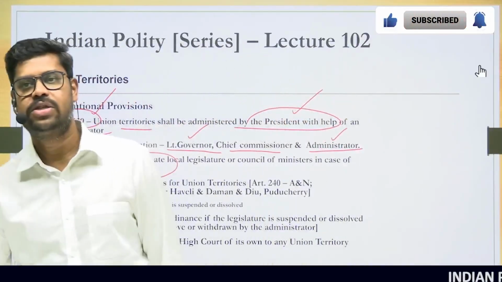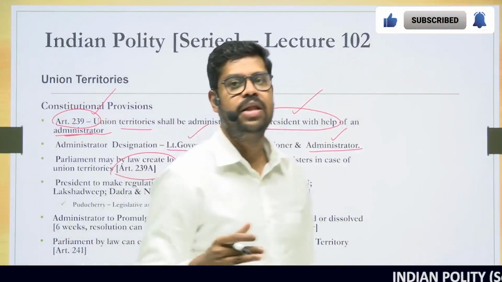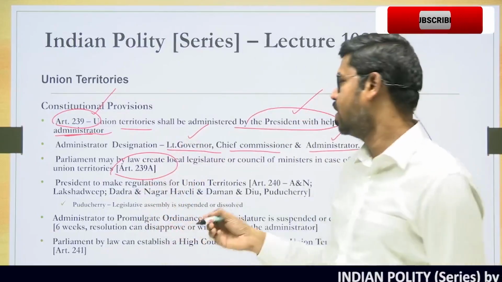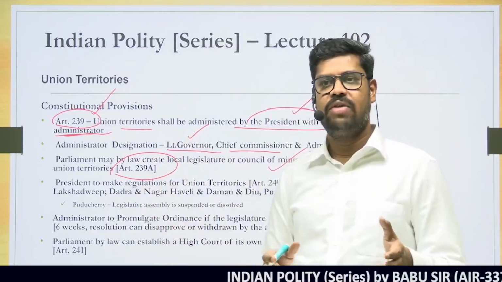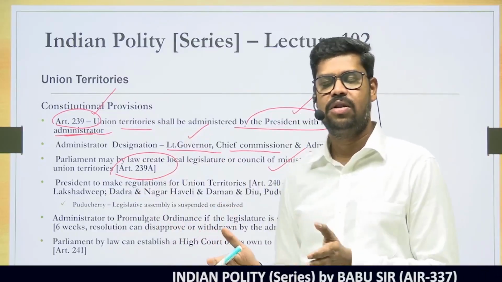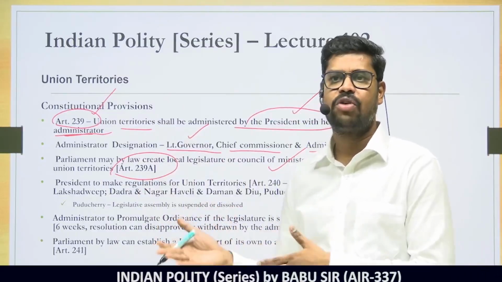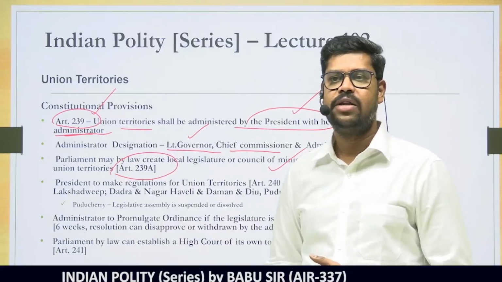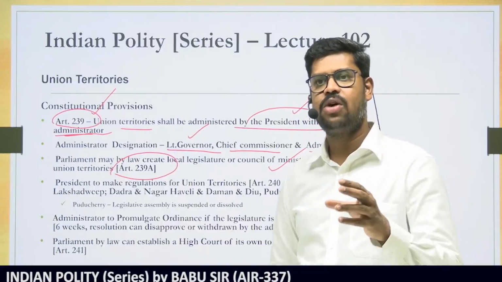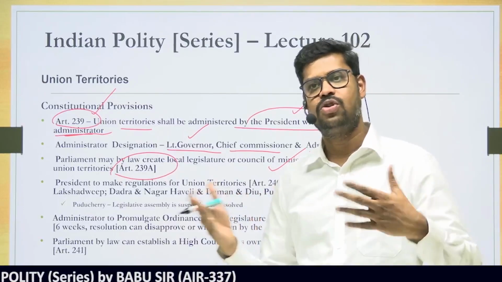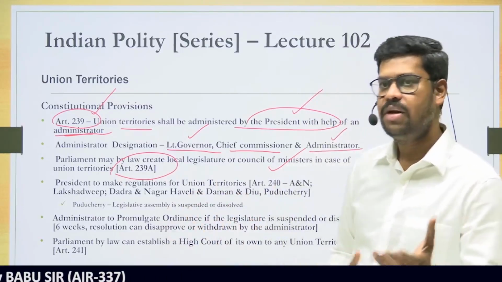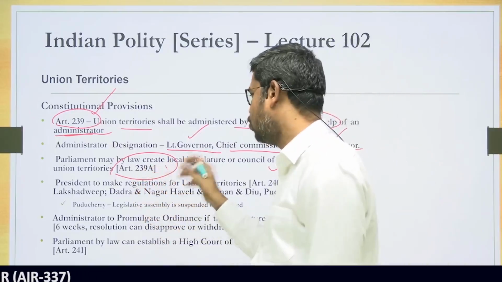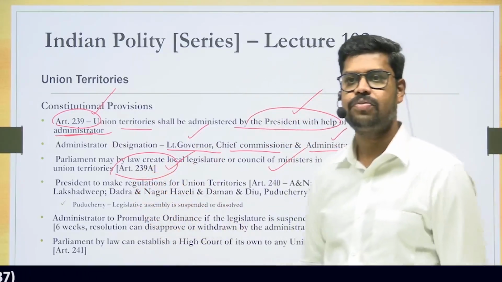Not only a legislative body, they can also allow that particular union territory to have a council of ministers. So for example, today we have the Government of Union Territories Act, 1962, under which Puducherry is allowed to have a legislative body and also a council of ministers. So how is this law enacted by the parliament? By virtue of Article 239A of the Constitution.